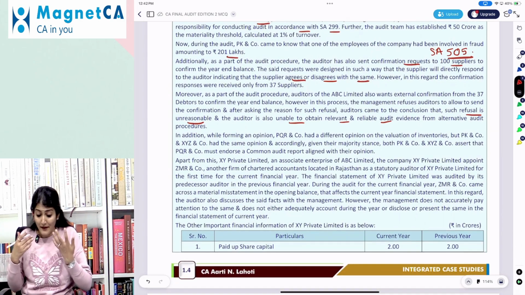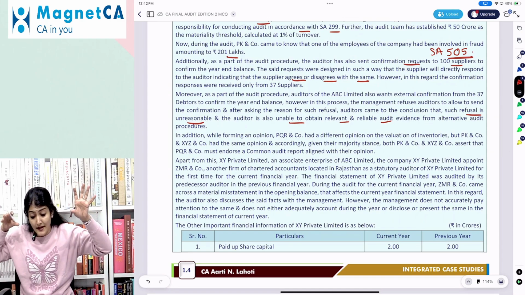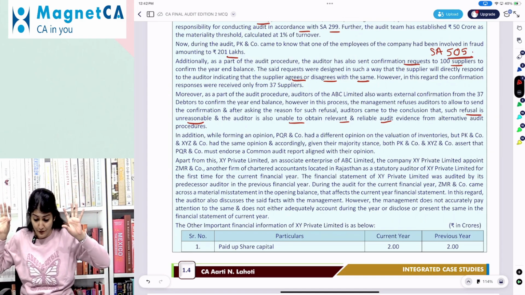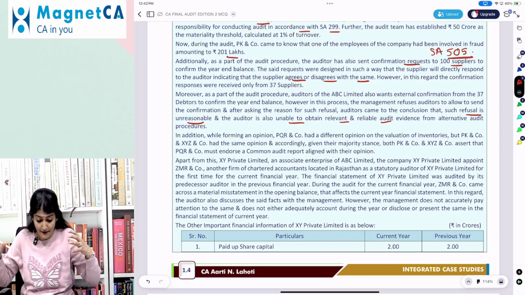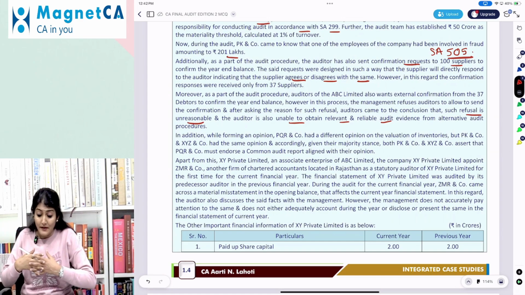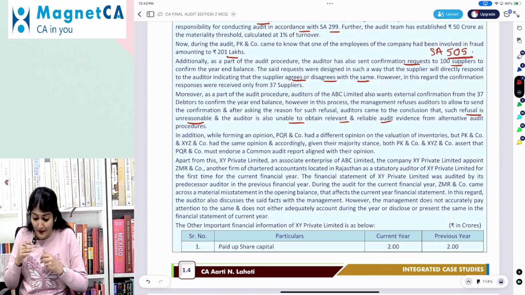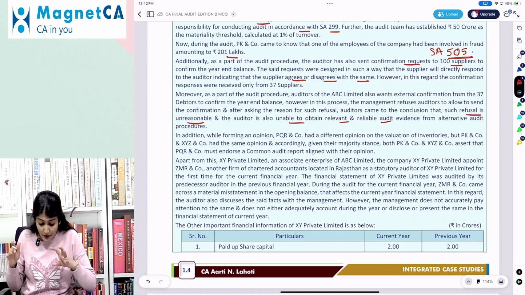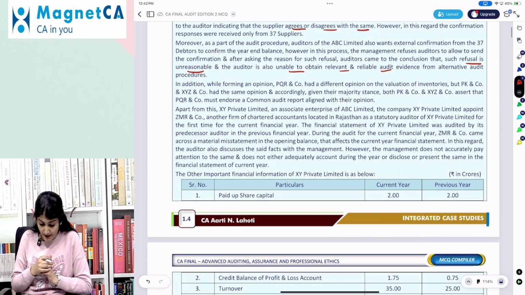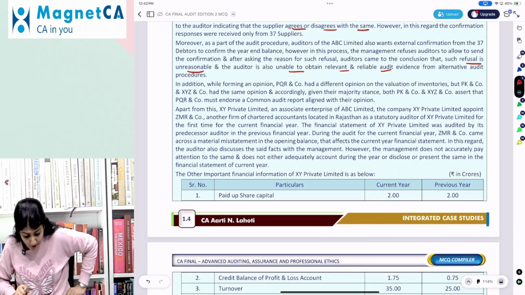In addition, while forming an opinion, PQR and Company had a different opinion on the valuation of inventory, but PK and Company and XYZ and Company had the same opinion, and accordingly, given their majority stance, both PK and Company and XYZ and Company assert that PQR and Company must endorse a common audit report aligned with their opinion. Right, so difference of opinion among the joint auditors.